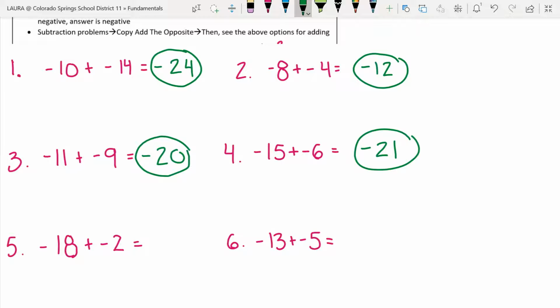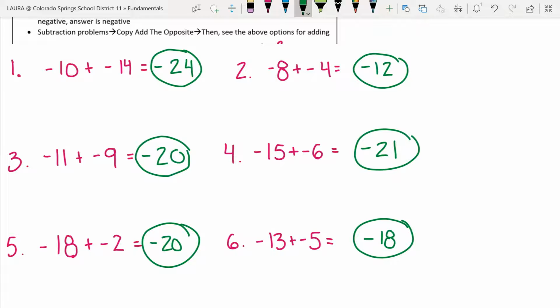Number 5, -18 plus -2. I'm adding, and both numbers are negative, so my answer stays negative. And I do 18 plus 2, which is 20. So number 5 is also -20, the same as the answer to number 3. That's a fun coincidence. And the last one for the first bullet point, number 6, is -13 plus -5. Again, I'm adding, and both numbers are negative, so my answer stays negative. 13 plus 5, well, that's 18. So my final answer, number 6, is -18.